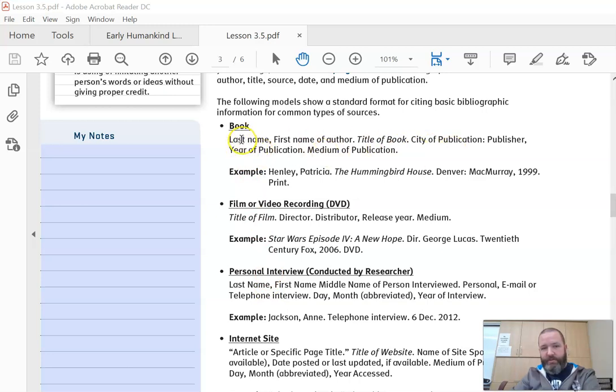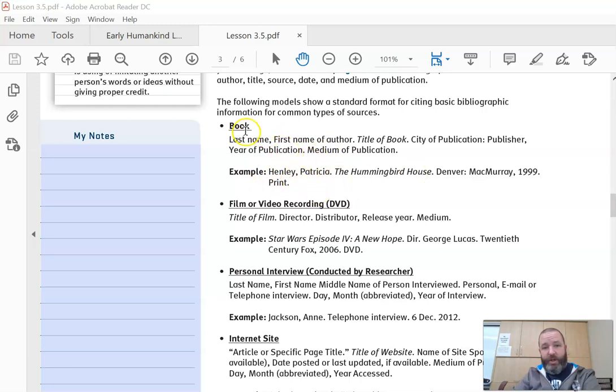So this is, if it was a book, which is one of them, you're going to put last name, comma. This is exactly how you have to put it. Last name, comma, first name of author, period, title of book. Obviously you can type in italics, so you can do that. Period, city of publication, colon, publisher, comma, year of publication, period, medium of publication. That means what type of, if it's a digital book, is it an actual physical book? Okay, so that's what the medium of publication means. It means the type of book that it is. Okay, so here's an example.